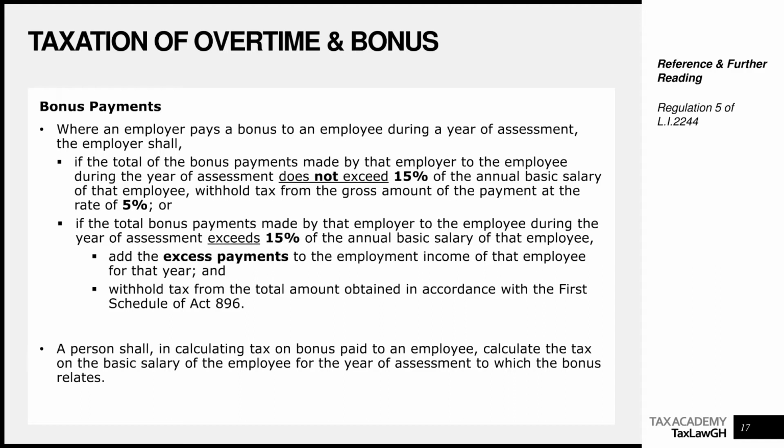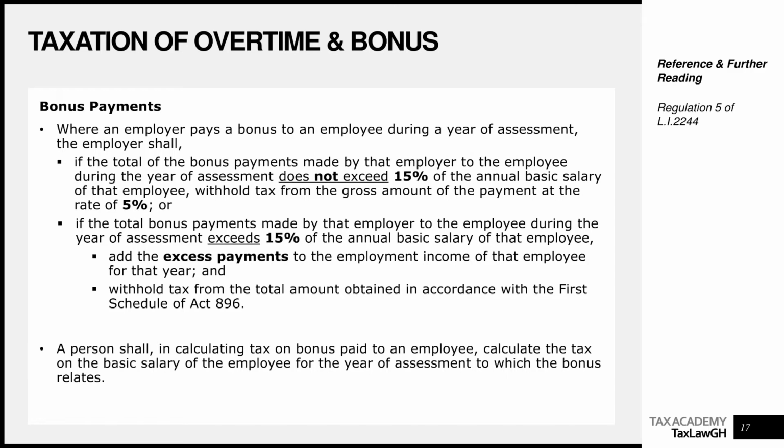So the first 15 Ghana cedis is within the threshold. We withhold tax from that at 5%. Then the extra on top of the 15 cedis, that's the extra 5 cedis. We'll add that whole 5 cedis to the person's taxable income for the year from employment, and then it will go through the stages. So the first amount at 0%, the next at that, in that order.